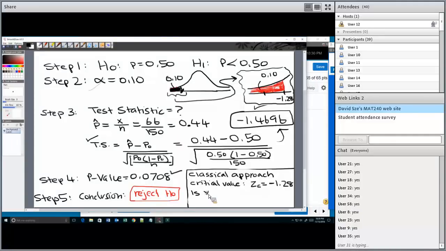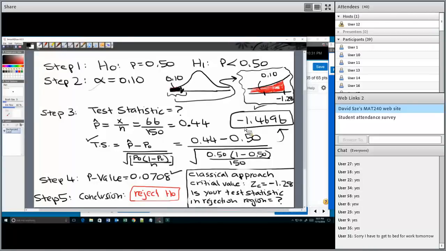The rule here is: is your test statistic in the rejection region? This is the question you have to ask. Is the test statistic that you calculated in the rejection region? If yes, reject the null hypothesis. If not, do not reject the null hypothesis. So in this case, is your test statistic in the rejection region? Yes. So reject the null hypothesis.